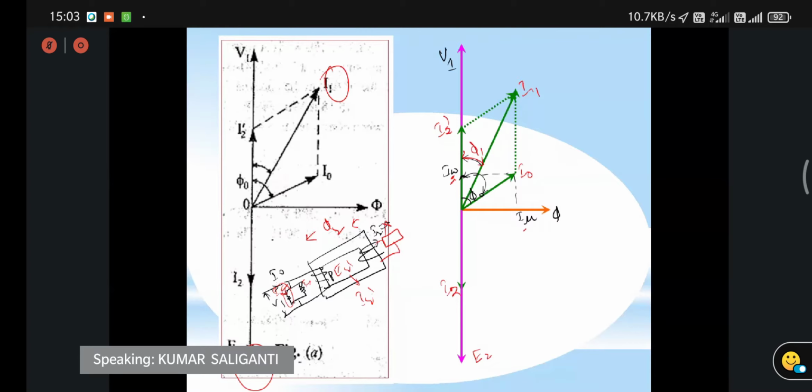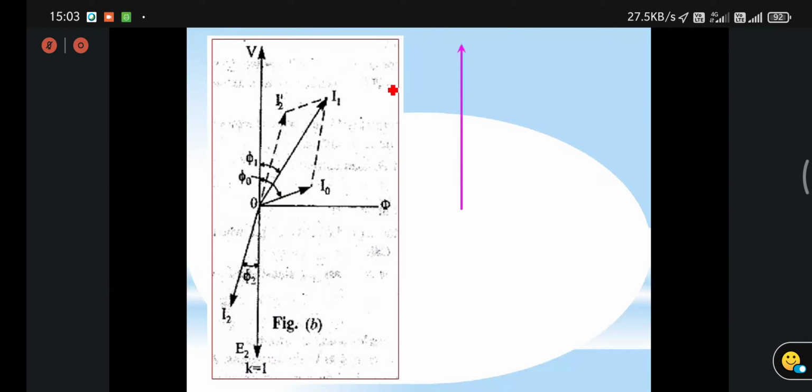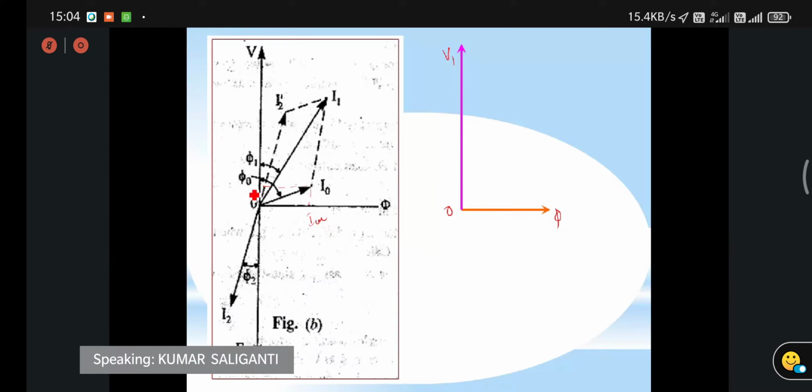So just the same thing I am going to take here. This is the first one, the applied voltage V1. This is the applied voltage V1. And this is the flux as a reference vector, the origin. Now you can take this as the I naught. First of all, the magnetizing component current, and this is the working component current here.